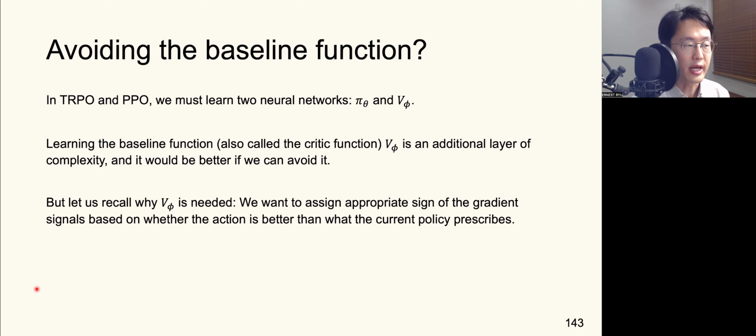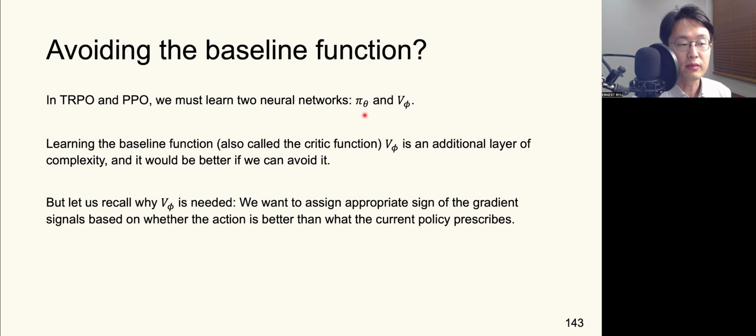But there's one downside of these methods, and that is that we must learn two neural networks, pi theta and v phi. Now, in a reinforcement learning setting, the end goal is to learn the policy. We want to undergo the reinforcement learning, and as an outcome, we want to be able to make good actions in the environment.